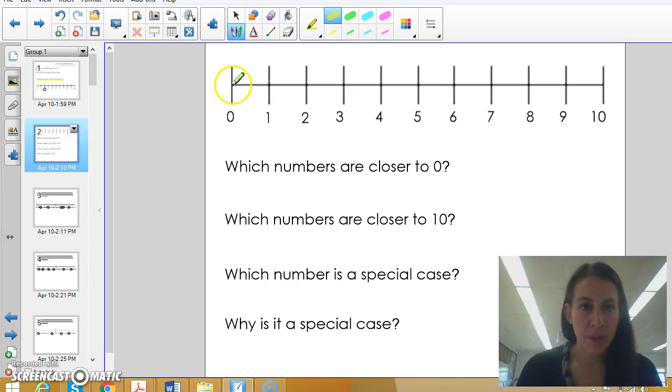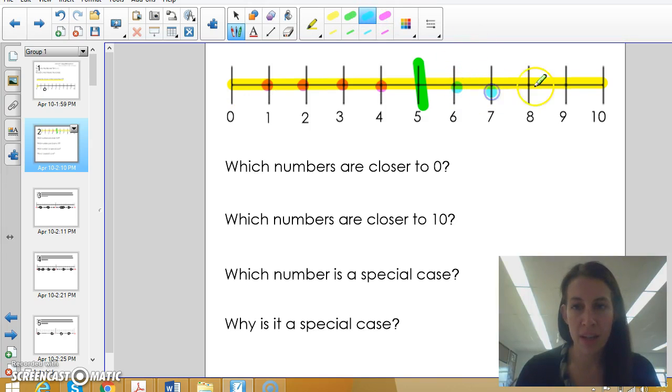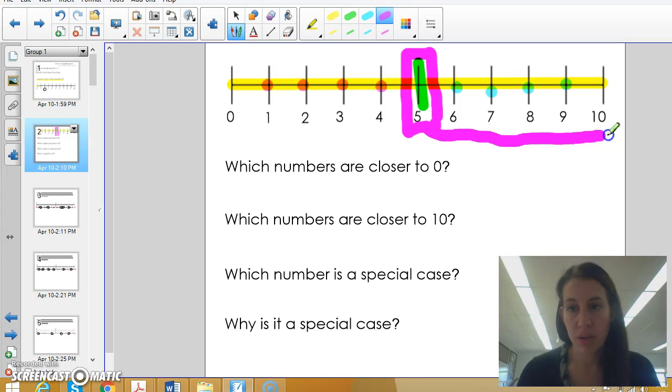So if we look at our number line from 0 to 10, which numbers would you say are closer to 0? Well, I'm going to cut the number line right in half at 5, and I would say that 4, 3, 2, or 1 are closer to 0, and I would say that 6, 7, 8, and 9 are closer to 10. Now, 5 is kind of a special case because it's right in the middle. So mathematicians have decided, whether you agree or disagree, that the rule in math is a 5 is always going to be closer to 10.